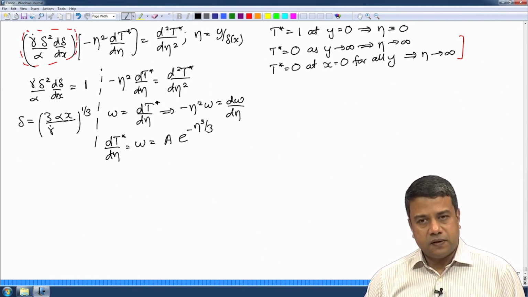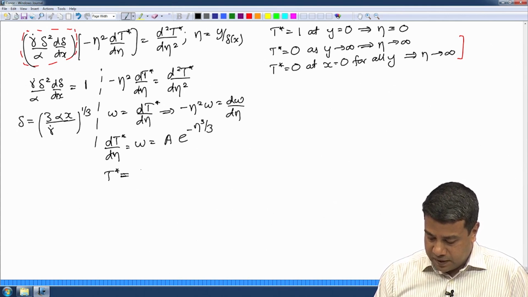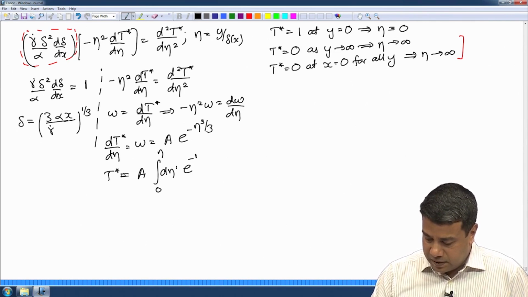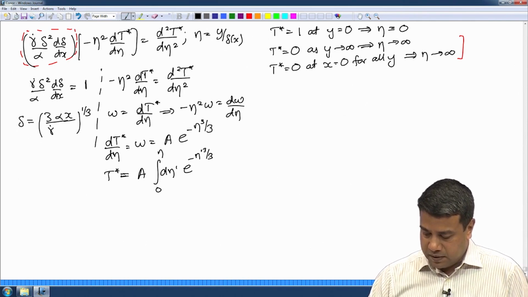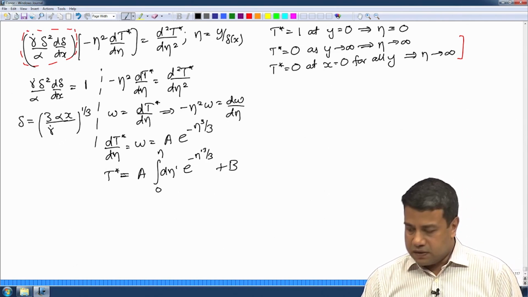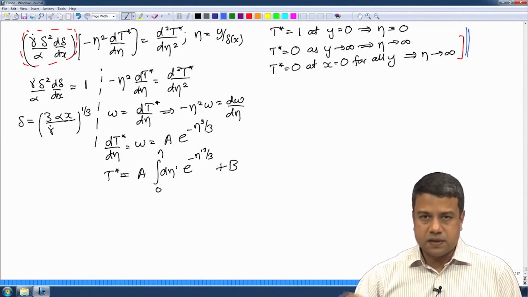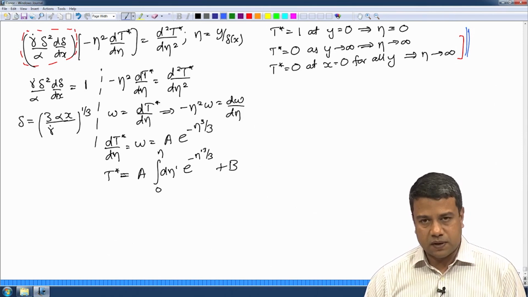And to get the temperature, I have to integrate this once again. T star is equal to a times the integral from 0 to eta of d eta prime e power minus eta prime cubed by 3, plus b. And these constants a and b have to be determined from the boundary conditions.